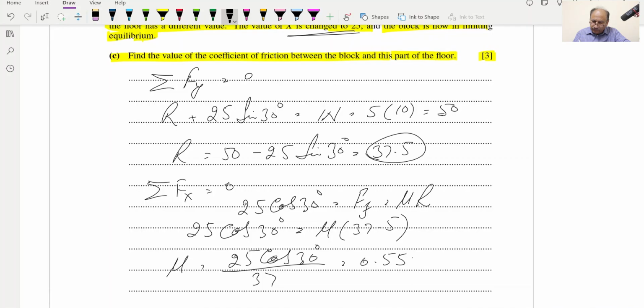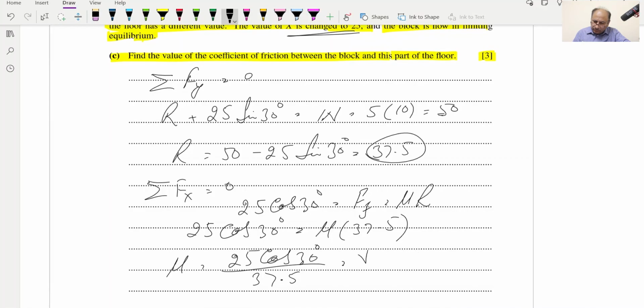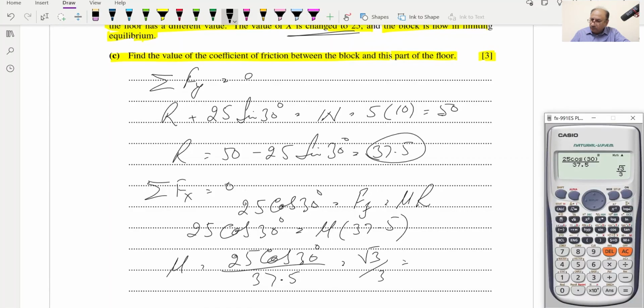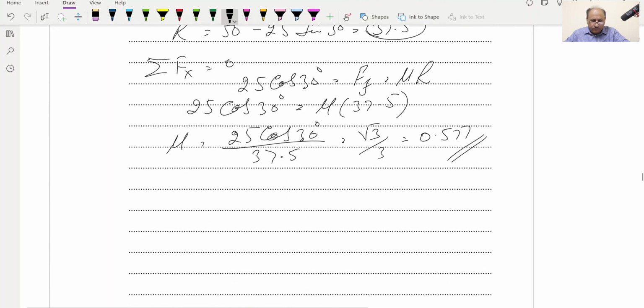So 0.585, this will be our final answer for this part. Otherwise, this one basically we missed this 37.5. This should be 37.5. If we double check and write down here 37.5, our answer, yeah, under root 3 over 3. So we can write under root 3 over 3 and decimal value will be 0.577. This will be the accurate answer for mu.